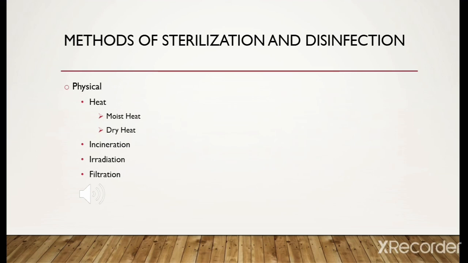Okay, second type of heat is dry heat. Dry heat, also called hot air oven, is done by oxidation. For example, under 160 degrees Celsius of heat for 2 hours, or 180 degrees Celsius for 1 hour. They are mostly used for glassware and metals.